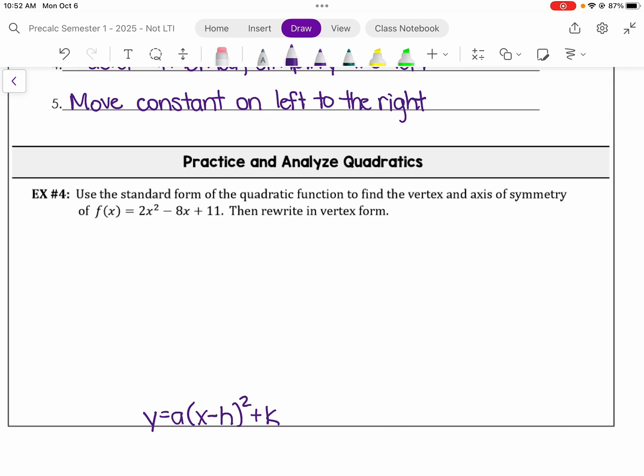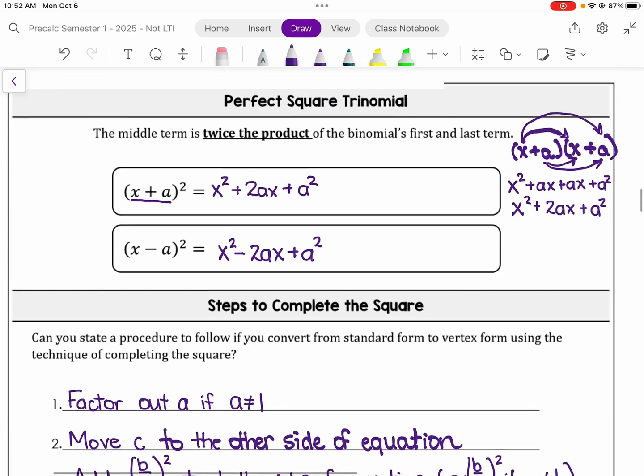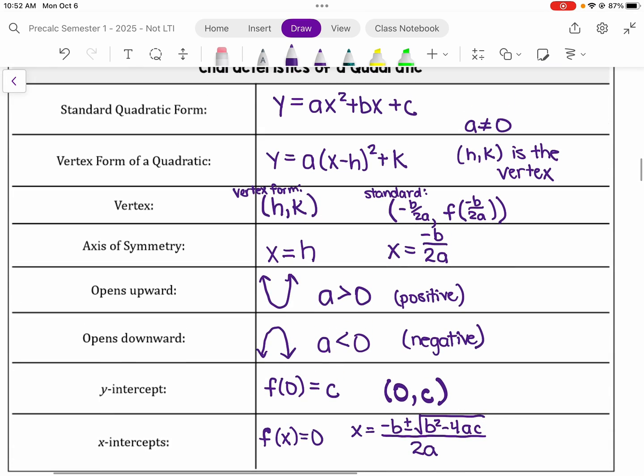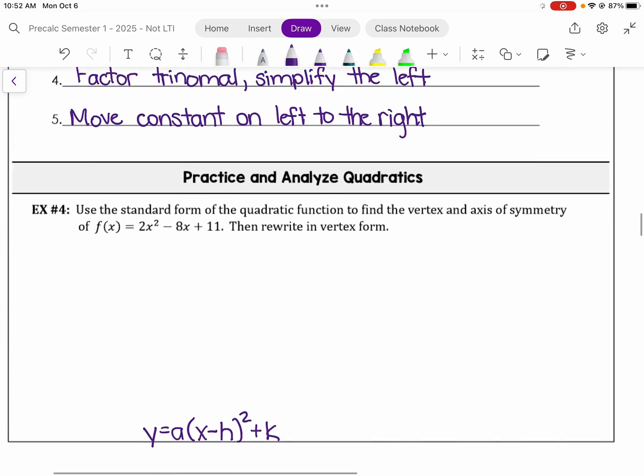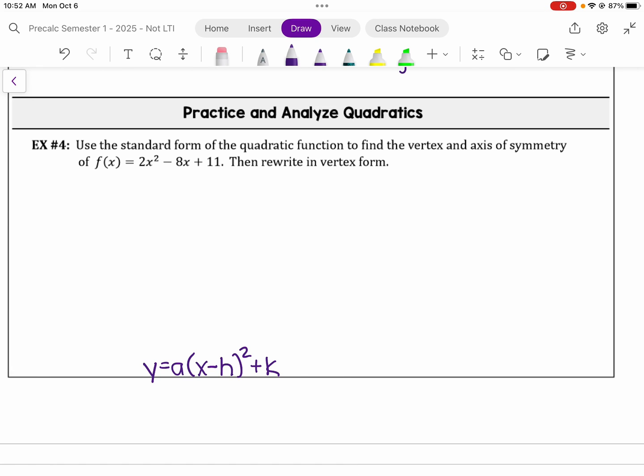But we don't actually have to complete the square. So yes, completing the square works. It is a mathematically sound way to do things, but we do have another option. So recall 2 videos ago, I think it was 2 videos ago, we talked about to find a vertex, we could use these formulas right here. The negative b over 2a and the f of negative b over 2a.